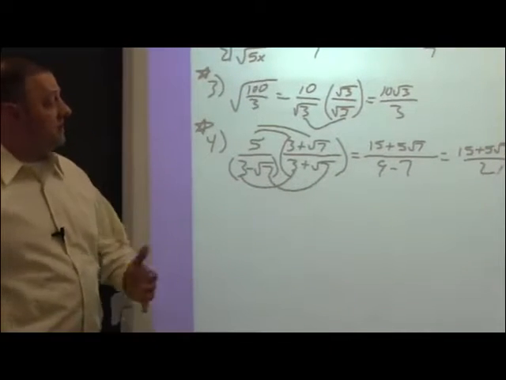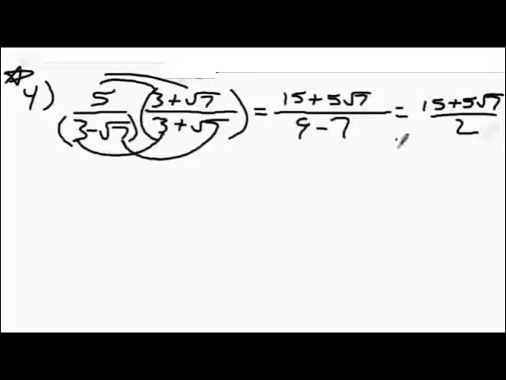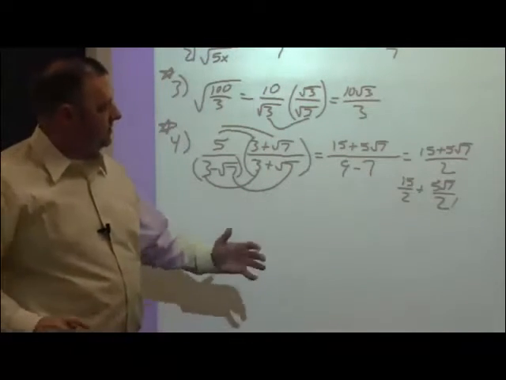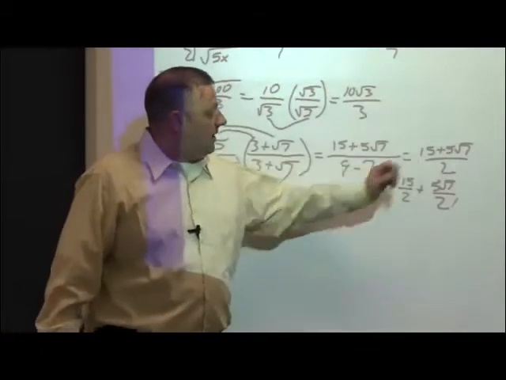Now you could see it written another way. They could take 15 divided by 2 plus 5 radical 7 divided by 2. And that's just a property of fractions, how you can break it apart into 2 separate terms. If you want, you could see it this way or the way I wrote it previously.